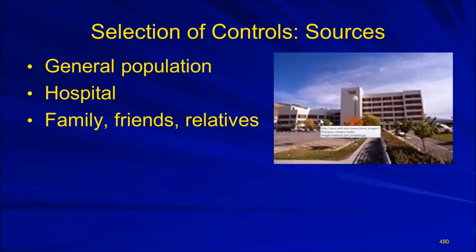Okay? Now, selection of controls. Well, these are just examples. They could come from the general population. You can put an ad in the paper. From hospitals, could be family, friends, relatives, doesn't make any difference. But there are three general sources for identifying controls in a case control study, and there are certain advantages and disadvantages for using any one of these three groups.